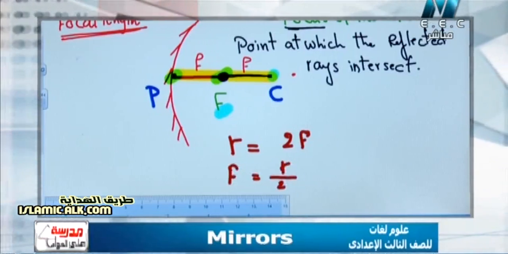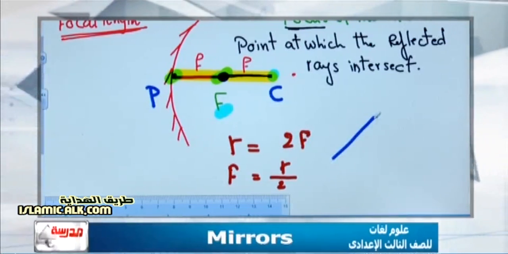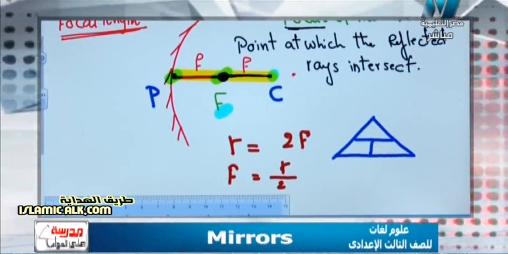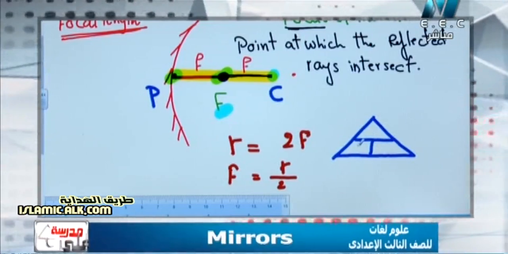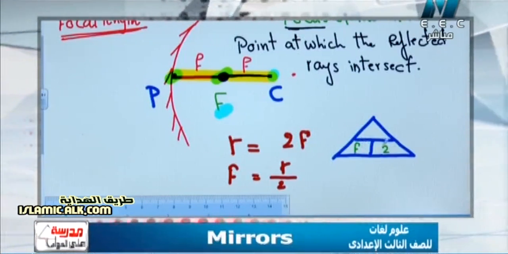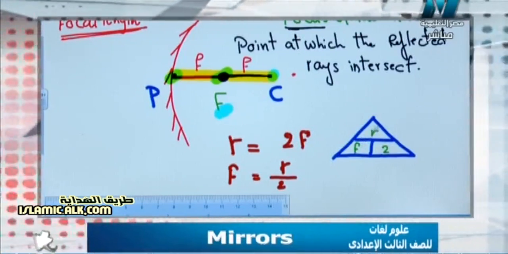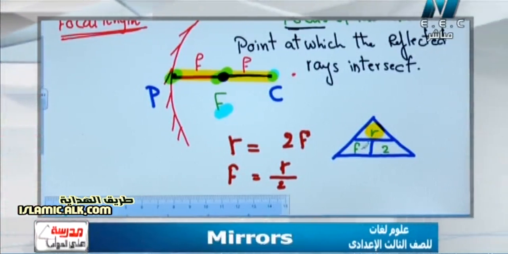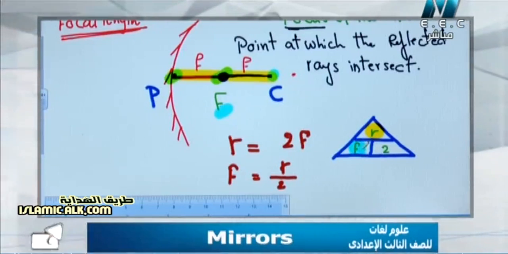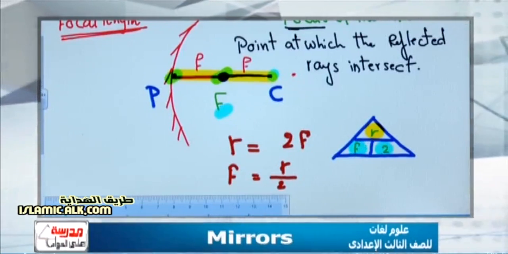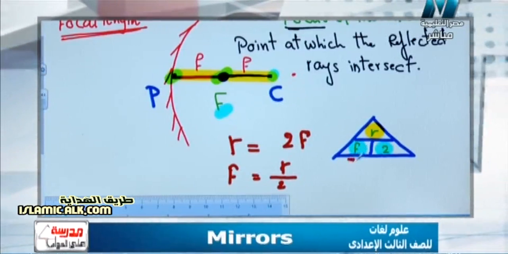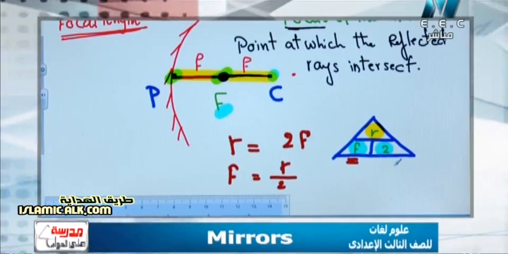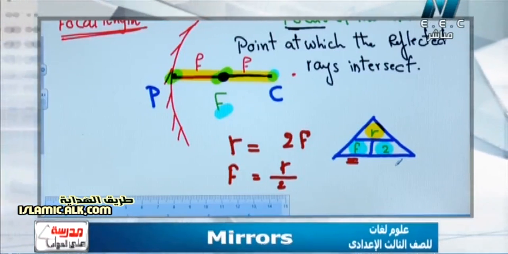We can make a triangle to ease our minds so we don't forget. As you see, I will put f here, 2 here, and what here? R. As we want to calculate R, the radius of curvature, we have to multiply the focal length f times 2. If we want to calculate the focal length, it is the radius of curvature over 2. So the focal length equals half the radius of curvature, or the radius of curvature equals double the focal length.